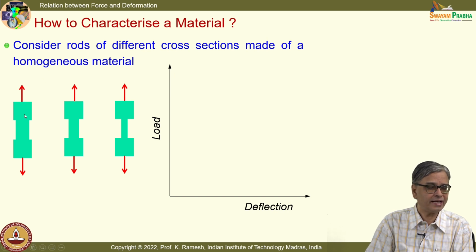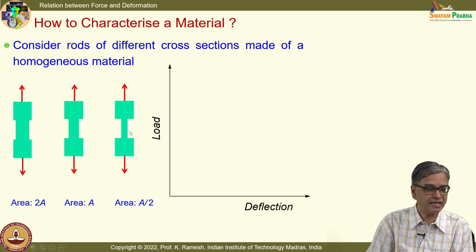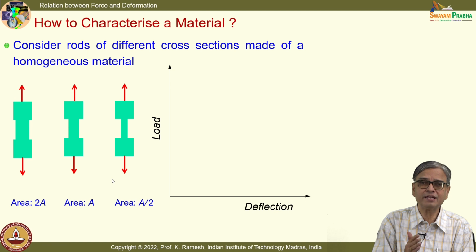Now, I take rods of different cross sections made of the same material. The only difference is, if I say that this is area of cross section A in this segment, this is like in the clamps. So, we have a larger section so that the material does not fail at the clamps. And the area is divided by 2 and area is doubled here. Suppose I pull this and plot the force versus displacement. How do you anticipate the relationship?